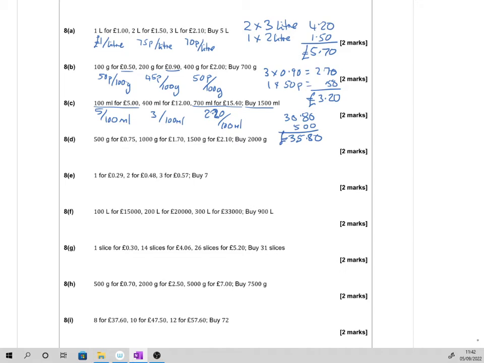Right, per 500 grams. So that's 75p per 500. This is half of 17 is 58, 80, 85p per 500, and a third of that is 70p per 500. 70p. So you got to buy 2,000. So the cheapest is this, but we can only buy one of those.